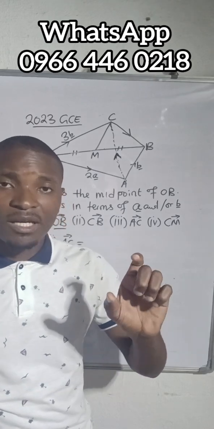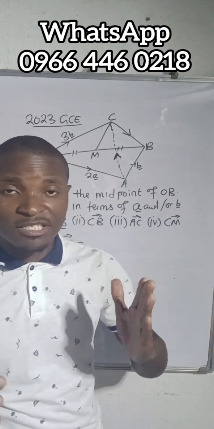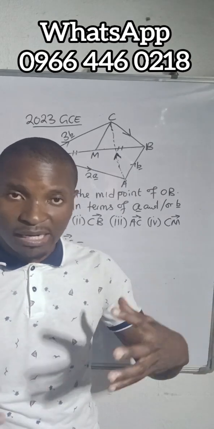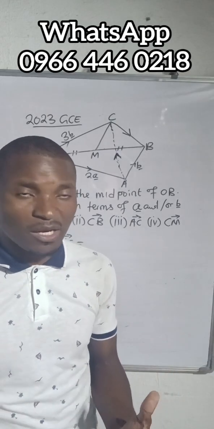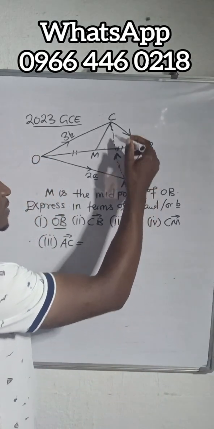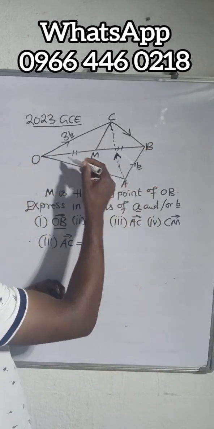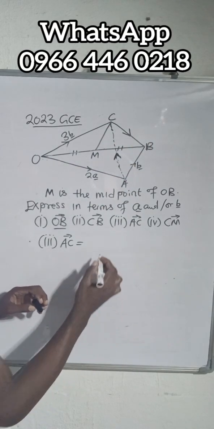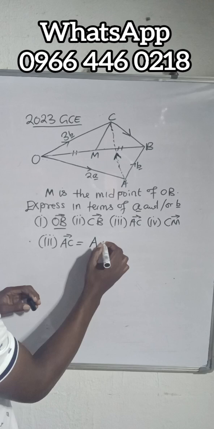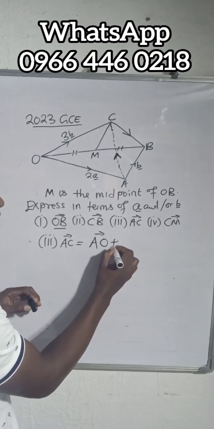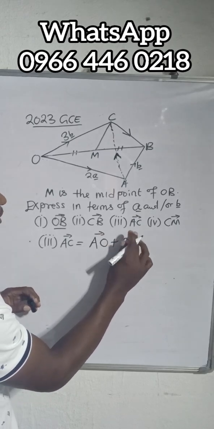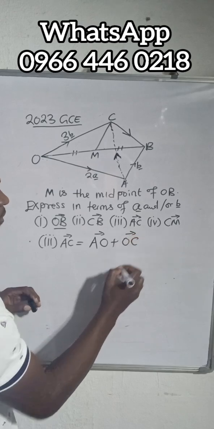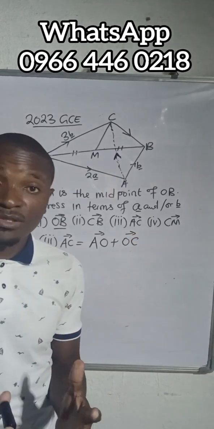So I have AC, and then I need 2 other sides to add so that I can form a triangle. So AC can be AO plus OC, as simple as that. AO plus OC.